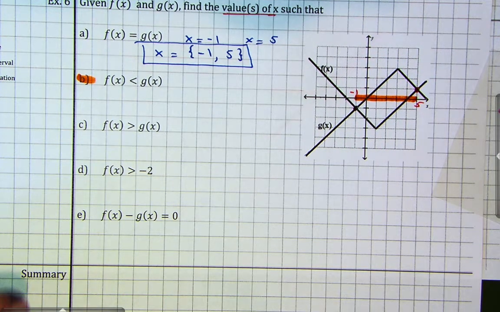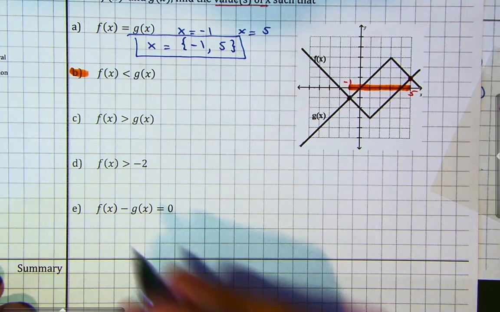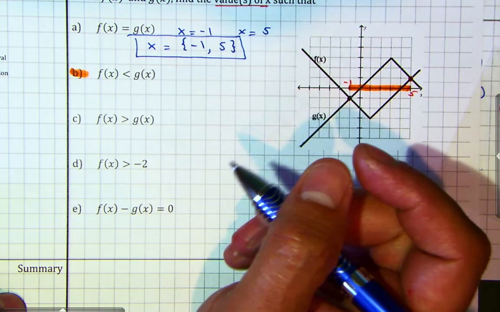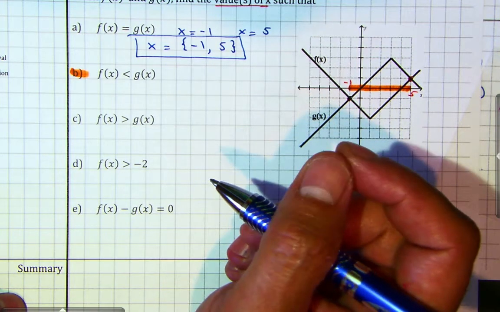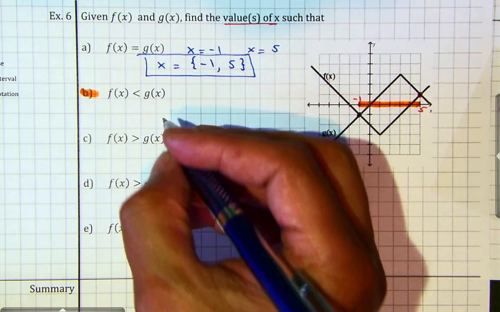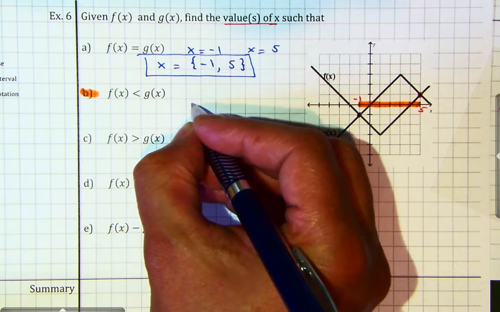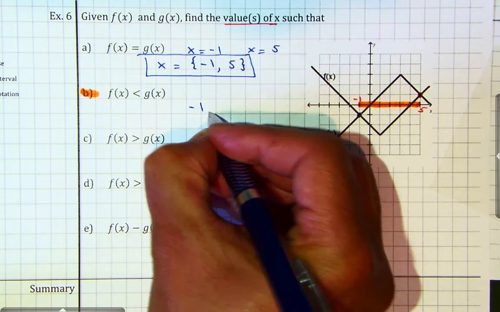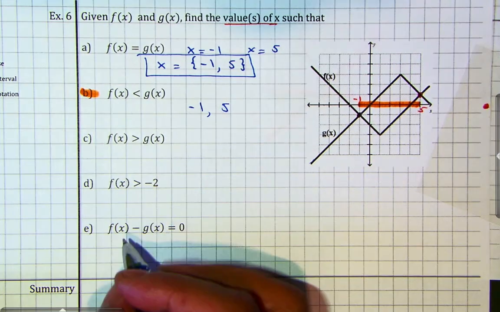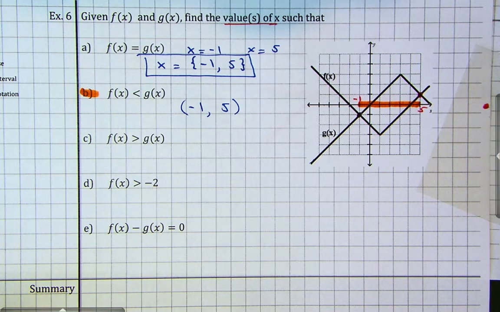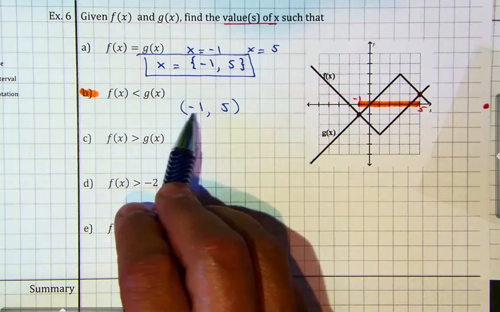And we're going to write it down in interval notation. So we have from -1 all the way up to 5. And there's no equal sign, so they both get parentheses. So the interval from -1 all the way up to 5.